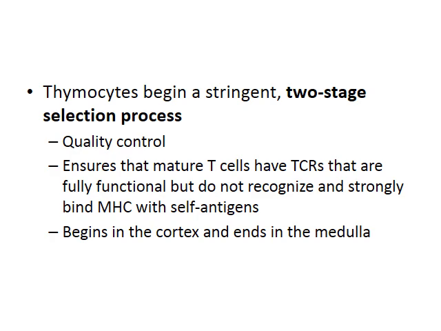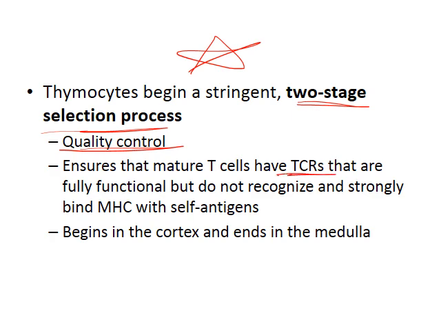So once we get to this part, the thymocytes go through a very stringent two-stage selection process, and this is very important for the exam. This is important for quality control. They ensure that our T cells have TCRs that work, but that don't work against our own self-antigens. It begins in the cortex and ends in the medulla, where they're able to exit into the circulatory system.